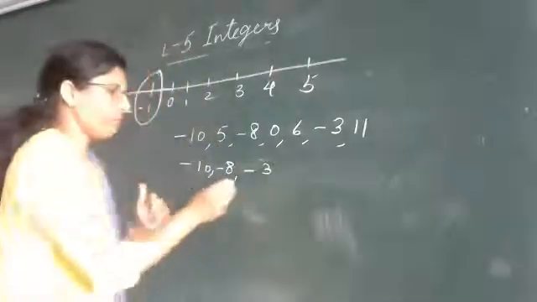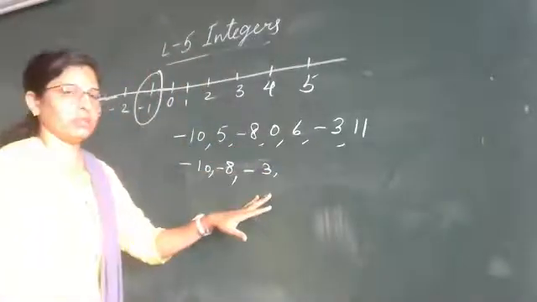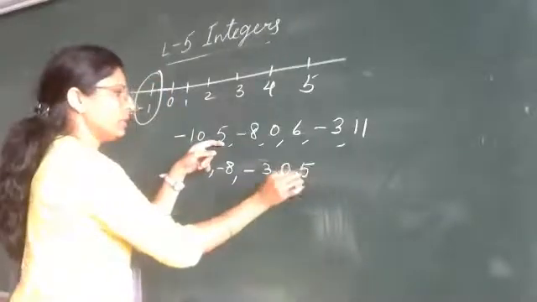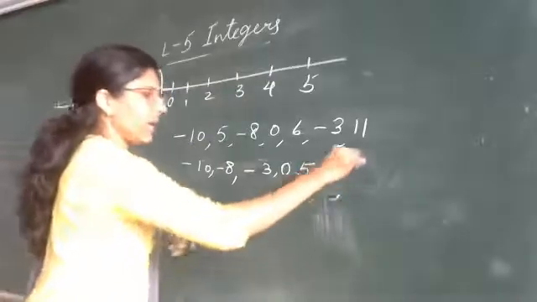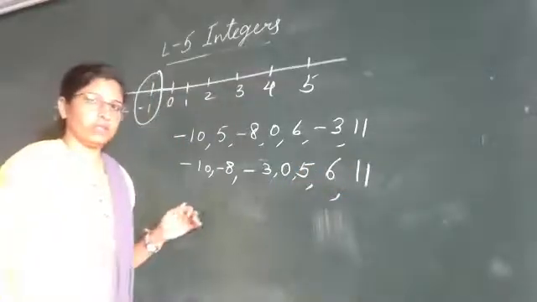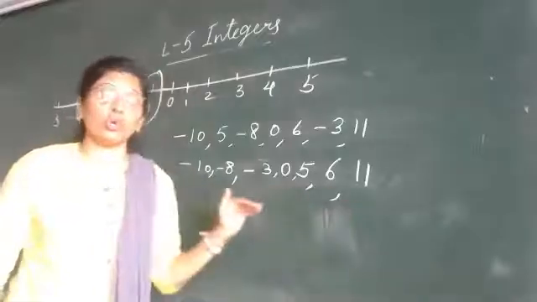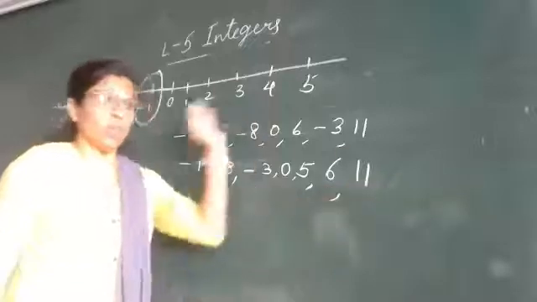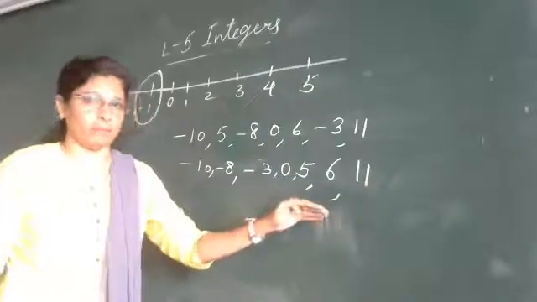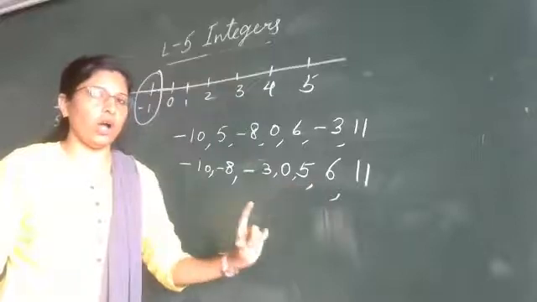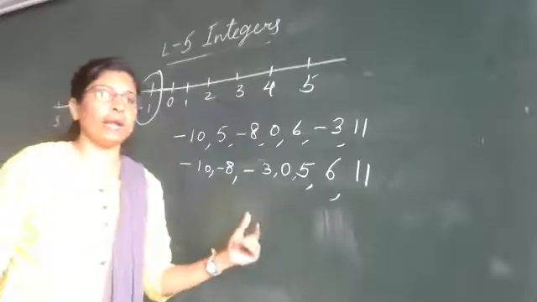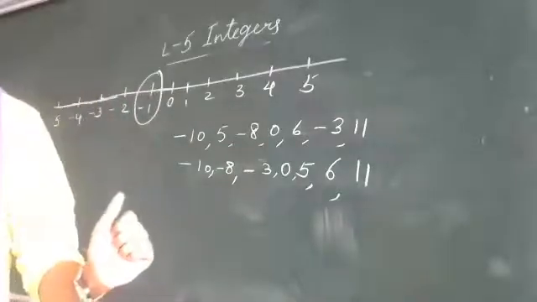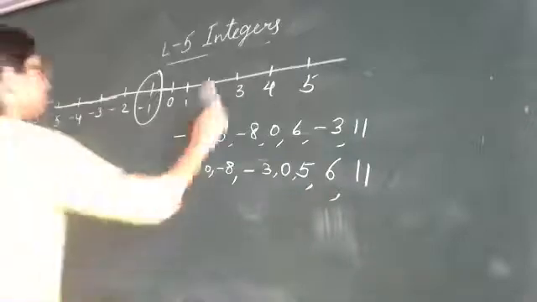All negative numbers in ascending order, small to big, will come first. Okay, after that, 0. Yes. 5, 6, and 11. Okay, like this you have to arrange them in ascending order. Now descending will be opposite. The positive numbers will come first. Okay. You all understood now how we can compare and order the negative and positive numbers? Yes, ma'am. Yes? Now one more thing.